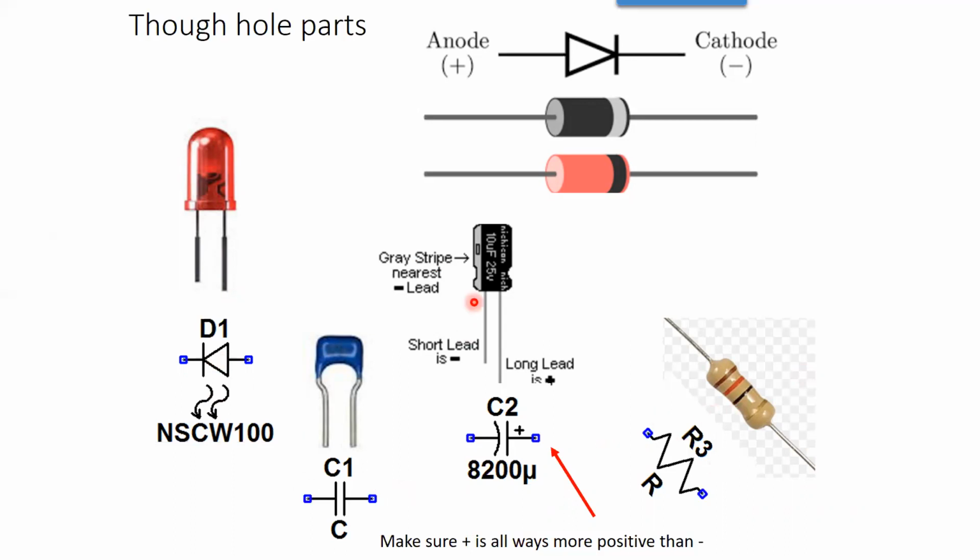However, there's some capacitors where it does matter. You need to have one side on the positive and one side on the negative. And really, if you pick up the capacitor and one leg is longer than the other, then you know you have to take that into account. If they're equal legs, you don't have to, all right?